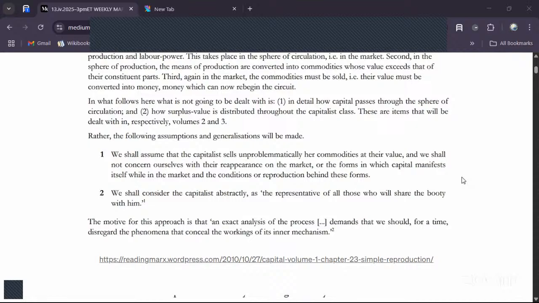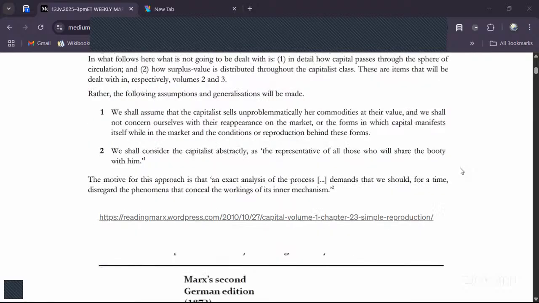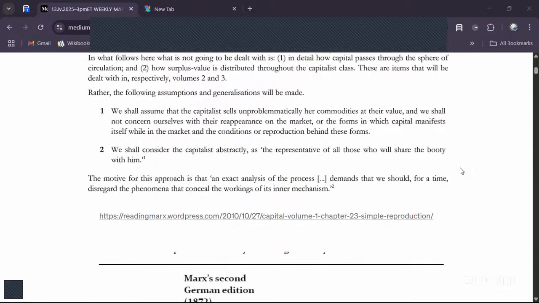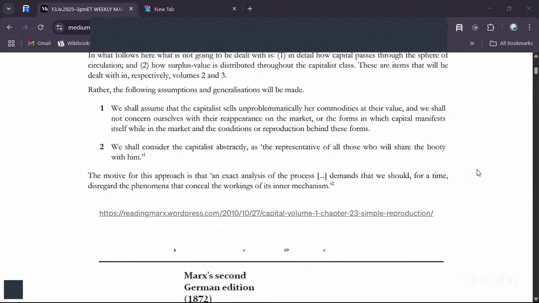And number two, we shall consider the capitalist abstractly as, quote, the representative of all those who will share the booty with him. The motive for this approach is that an exact analysis of the process demands that we should, for a time, disregard the phenomena that conceal the workings of its inner mechanism.